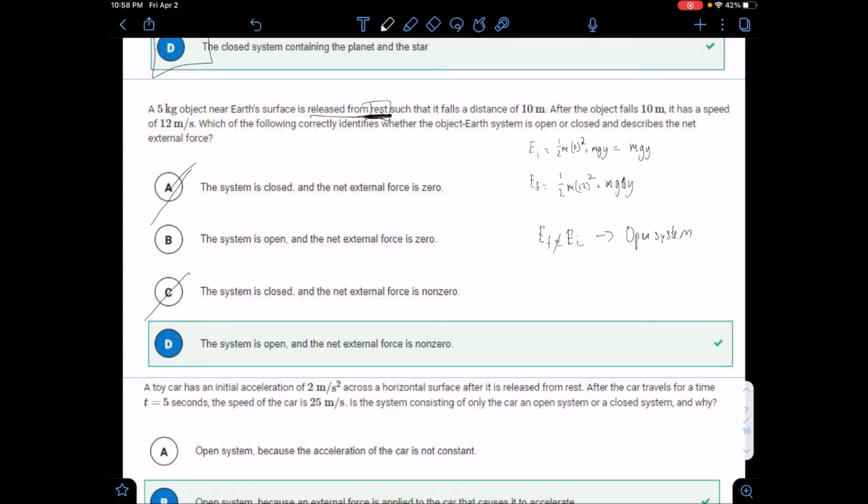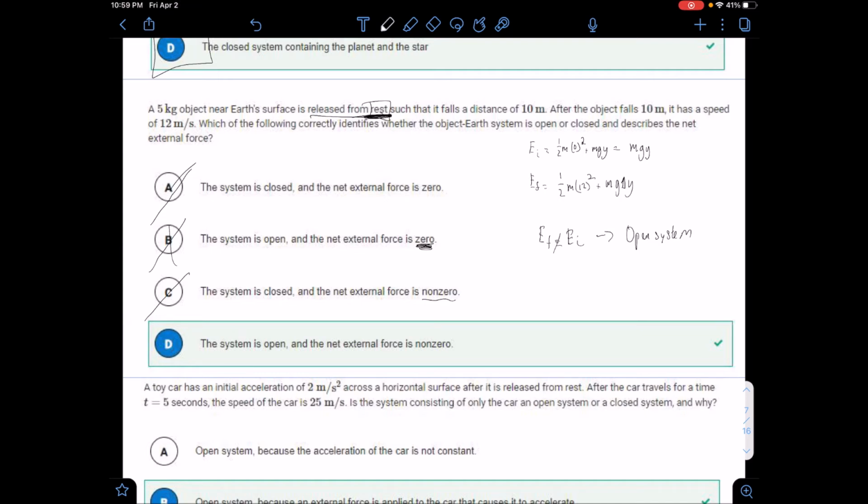Answer choice C doesn't make sense because the net external force is 0. That defies the definition of a closed system. So we could rule that out even before we did any work. So the system is open and the net external force is 0. The force could be 0, but still not be a closed system. But in this case, the net external force can't be 0 since the final and initial energy don't cancel out. And so it's not answer choice B. It is answer choice D.